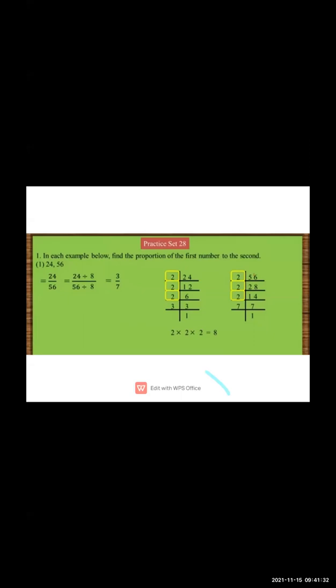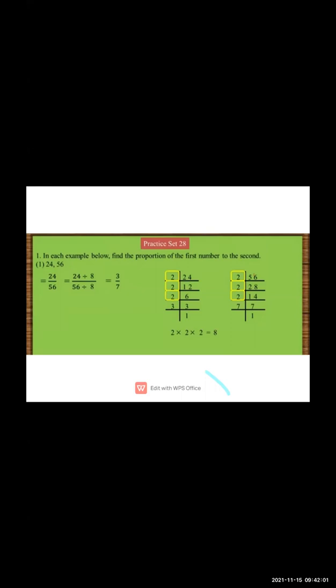See here, practice set 28. Now here what we have to do. In each example below, find the proportion. We have to find the proportion of the first number to the second. So what is the question? It is given: 24 comma 56.